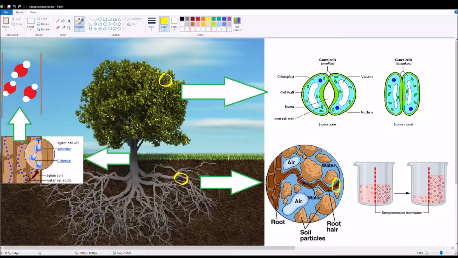Once the root is full of water, two forces move the water upwards in the plant, and these are called the root pressure push and transpiration pull.